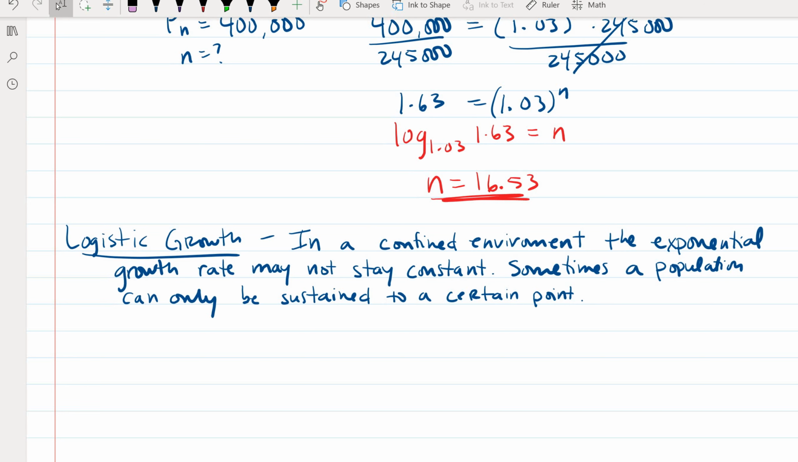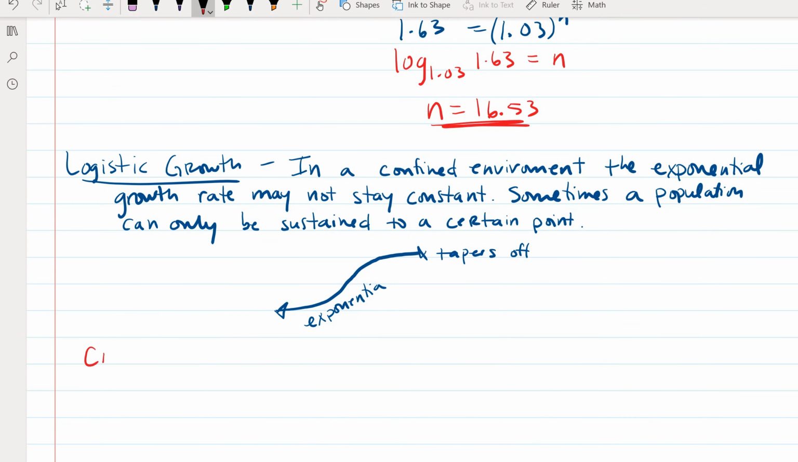And then I drew the graph earlier, but let's draw it again. So it looks something like this, where it starts out as an exponential function, but then it tapers off. And we call that a logistic growth model. I am on the last page of my notes. The next concept that goes with this is something called the carrying capacity.